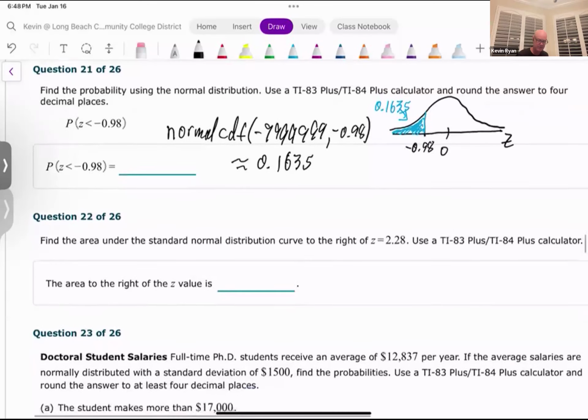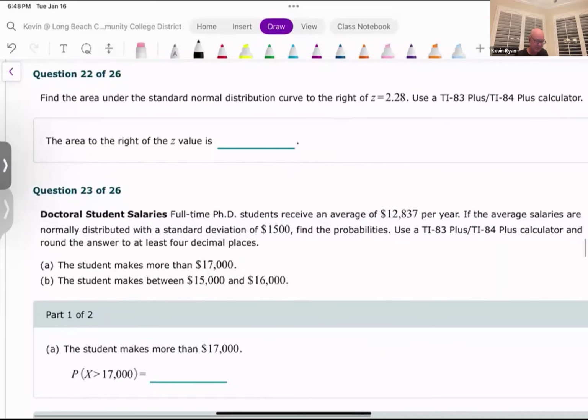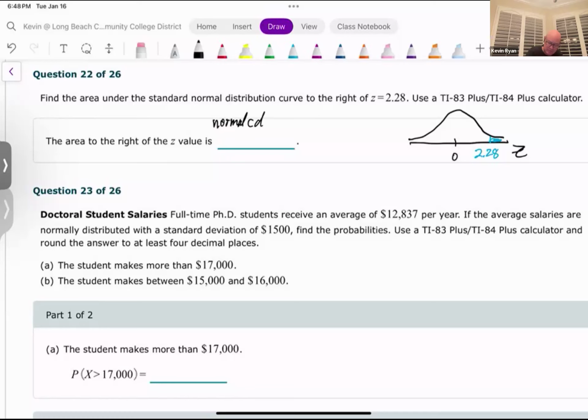Number 22. Find the area under the standard normal distribution curve to the right of 2.28. Okay, so that is going to be here. 2.28 is going to be way, way, way out here. So we are going to be using normal CDF, and that is going to go from 2.28 to a really big number.